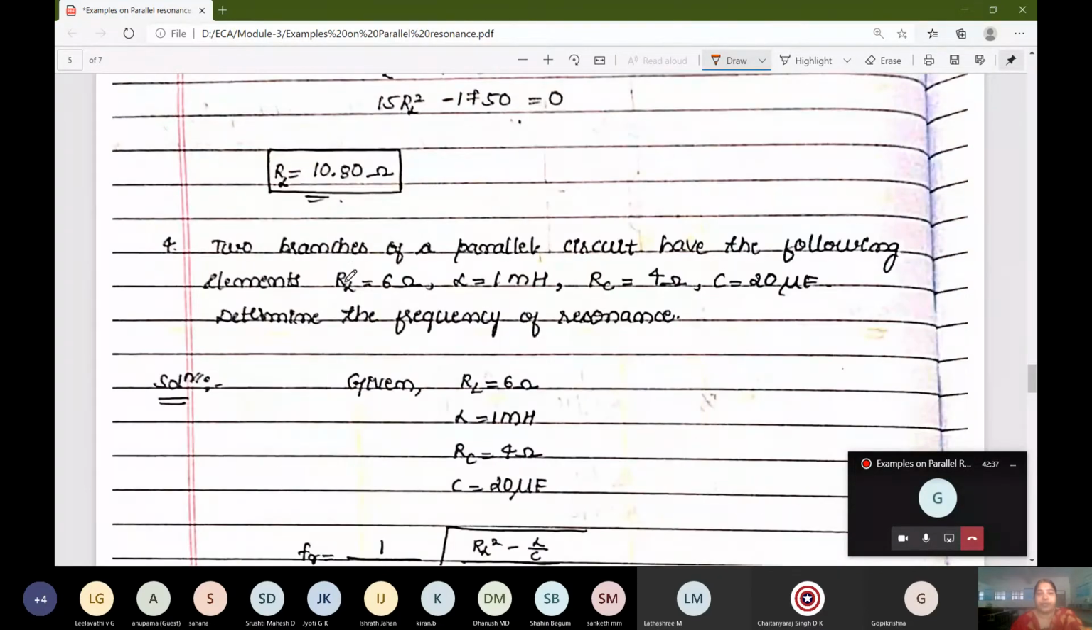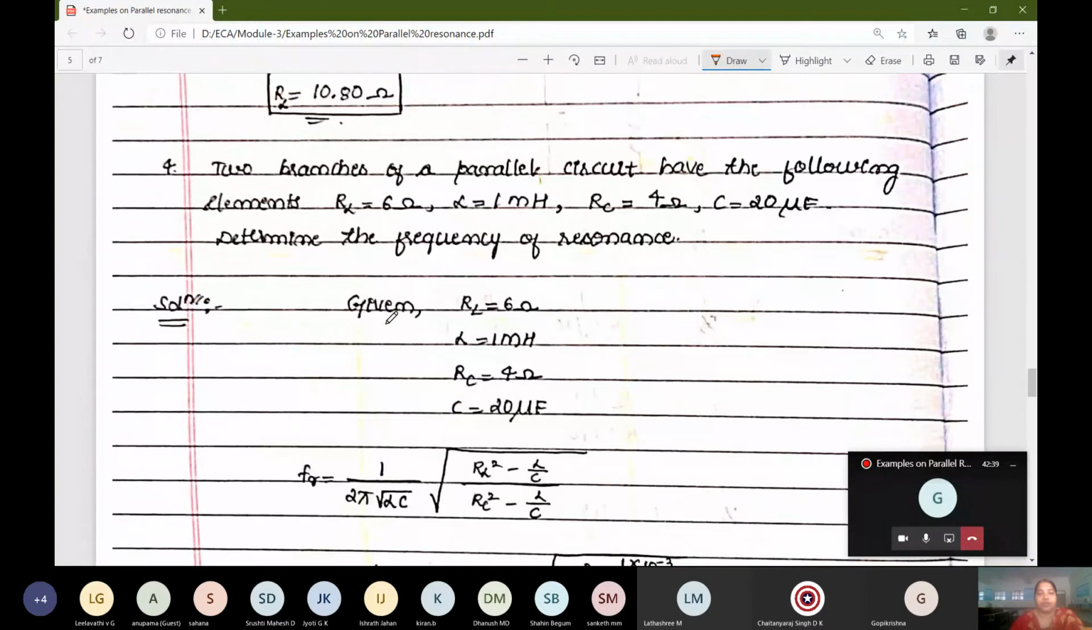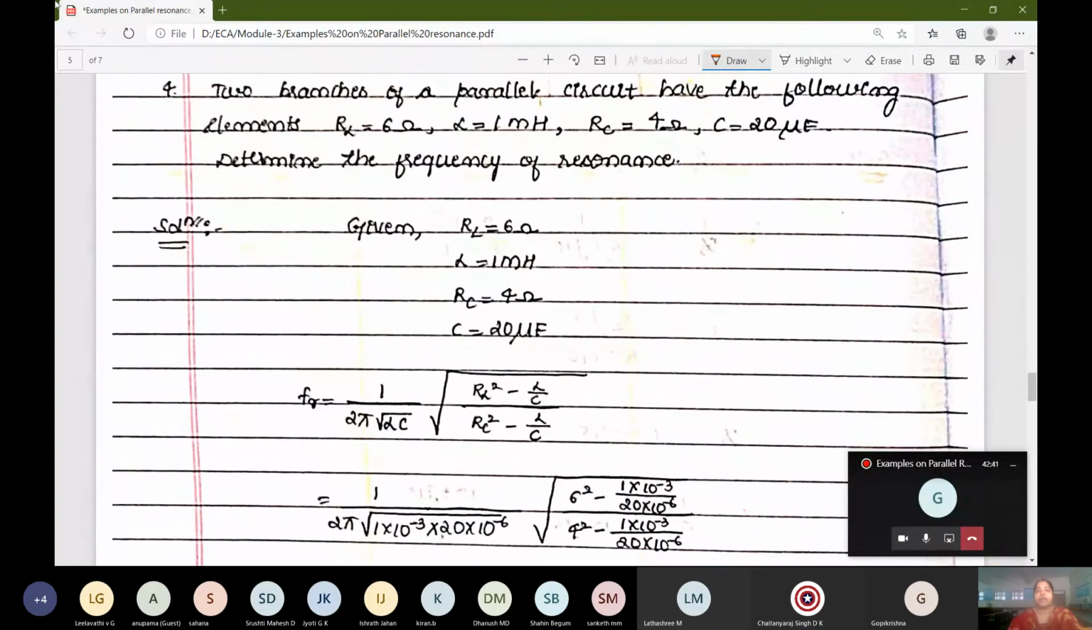Next we'll see two branches. Okay, next example. Two branches of a parallel circuit have the following elements. See here, there are two branches of a parallel circuit. The elements are RL is 6 ohm, L is 1 millihenry, RC is 4 ohm and C is 20 microfarad. Determine the frequency of resonance.